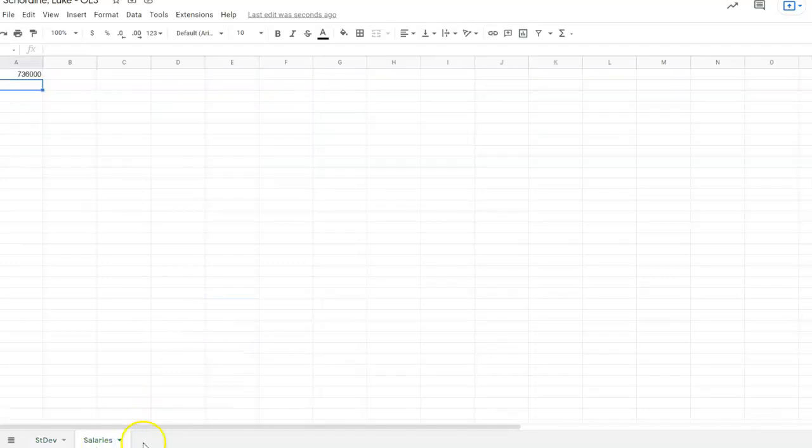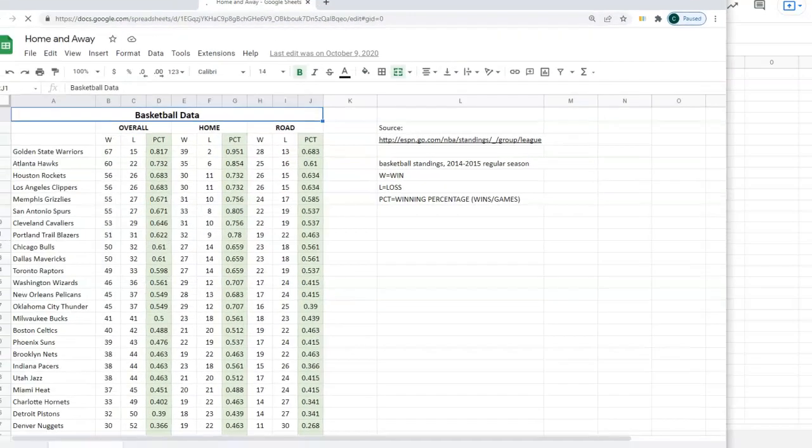On your salary sheet. Okay, moving on to part 2, which is on the 5-number summary. Now you've already opened up the spreadsheet in Google Classroom entitled StDev. Now there's another spreadsheet in Google Classroom called Home and Away. And when you open up that spreadsheet, I will give you a little taste of what it looks like here.